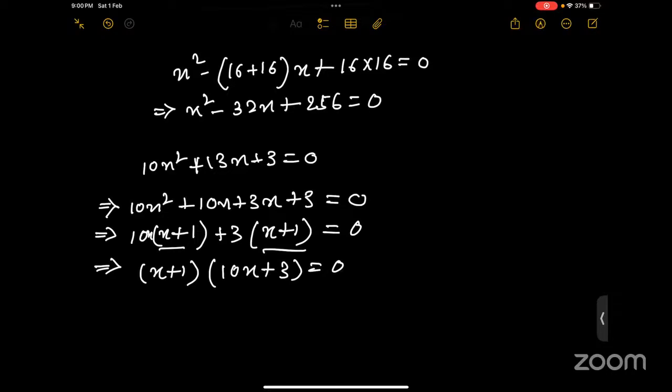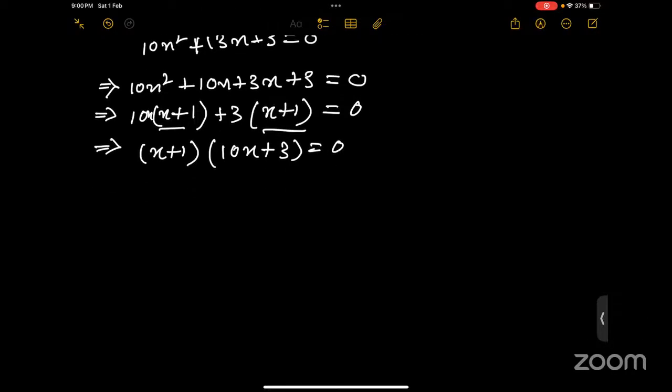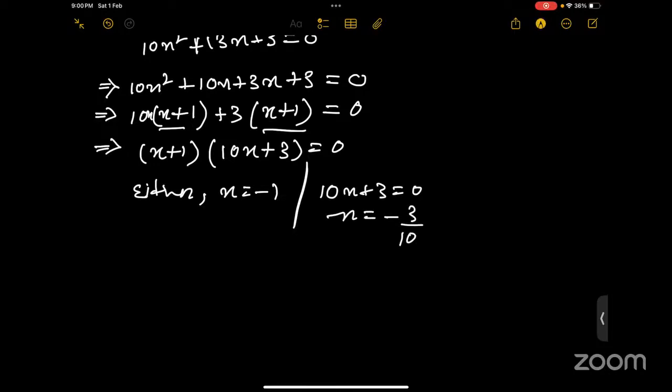Now we can find the values. We have these two factors equal to 0. That means either x equals minus 1, or the factor 10x plus 3 equals 0. That means x will be equal to minus 3 by 10, right? Yeah, ma'am. So this is basically your middle term factor or FOIL method. This is much easier, right?